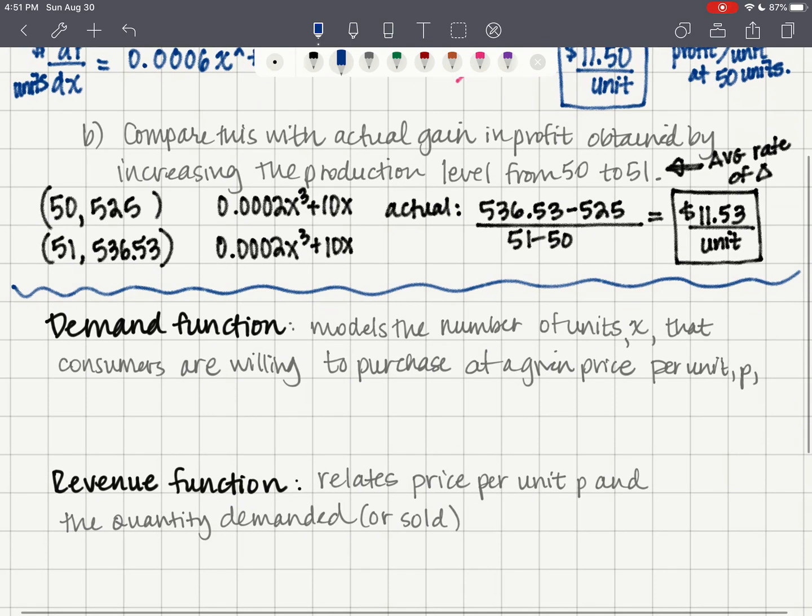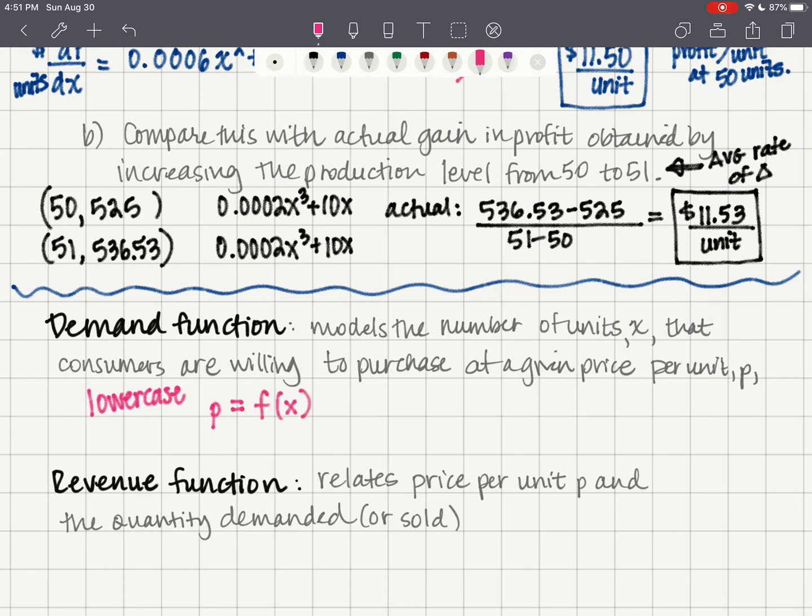Demand function and a revenue function. Your demand function models the number of units that consumers are willing to purchase at a given price. Your revenue function relates the price per unit and the quantity demanded. So for our demand function, this is a lowercase p is equal to f of x. Lowercase p, that's your demand. So that'll be your demand function.